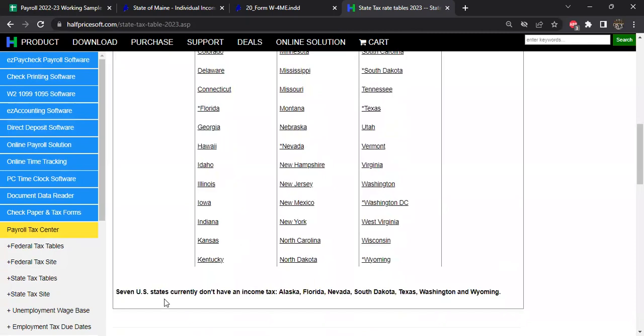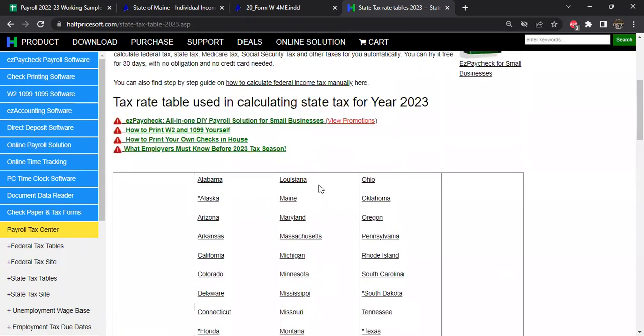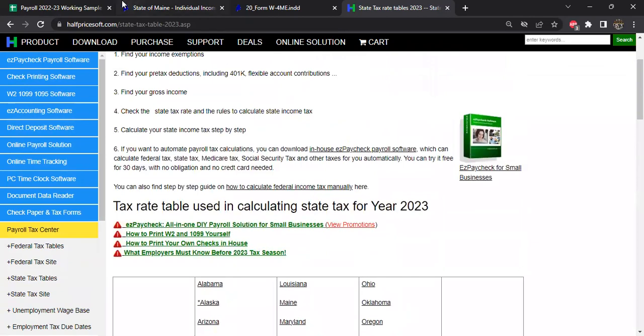Seven US states don't have income tax. Oh yeah, duh, sorry. That's right. Those are federal only. Well, I'm excited. I think I'm going to finish tonight.